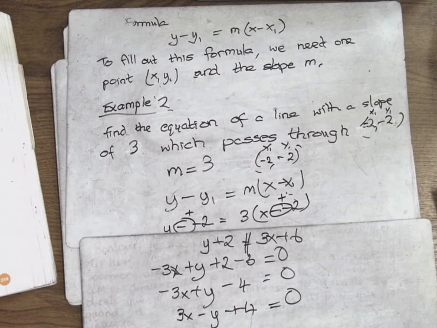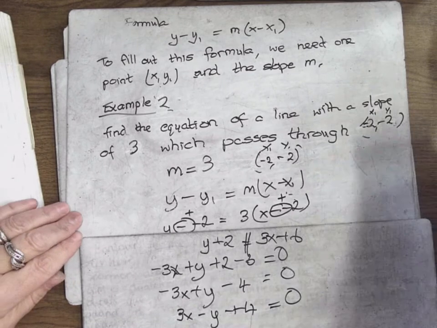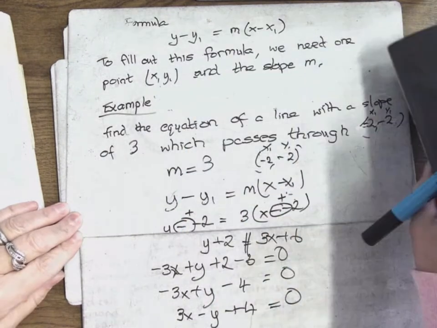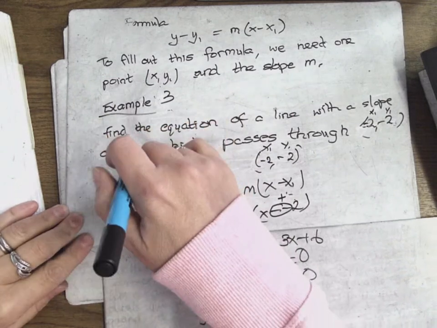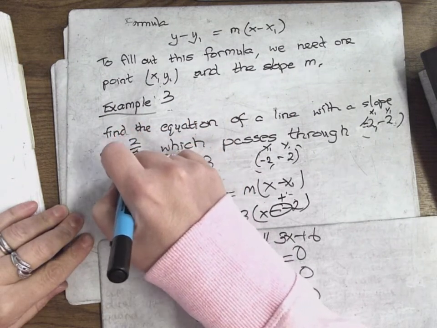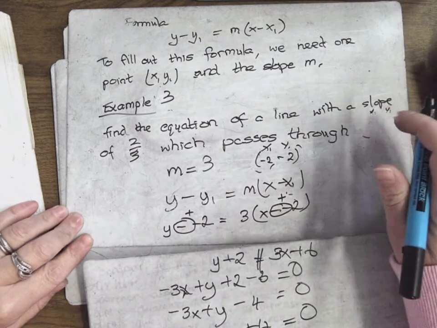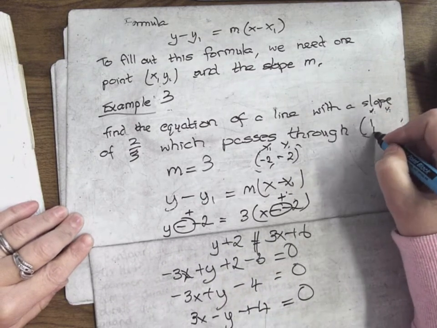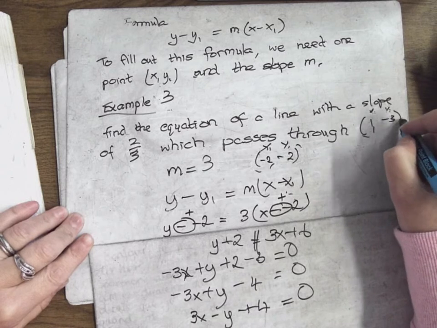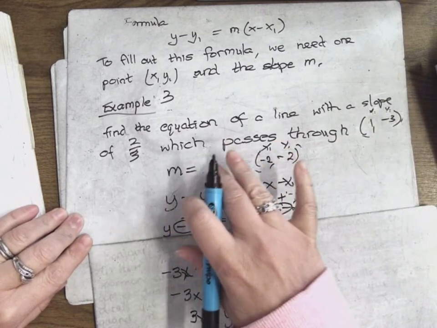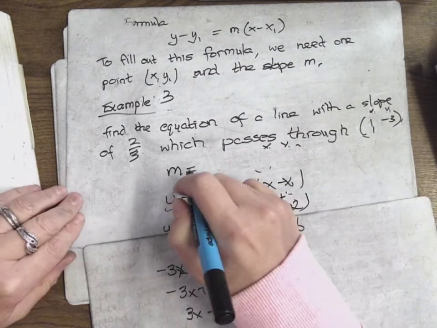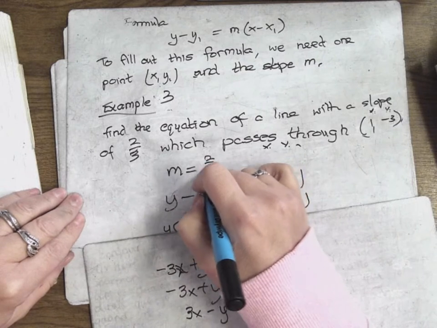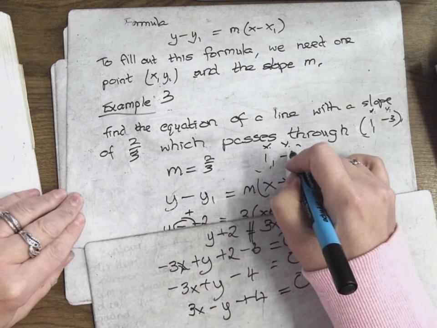Right. I want to do one where the slope is a fraction, okay? So example 3. Find the equation of the line with a slope of 2/3 and passes through the point 1, minus 3. Okay? So this one is slightly different because the slope is a fraction. So the slope is 2/3 and my x1, y1 is 1, minus 3.